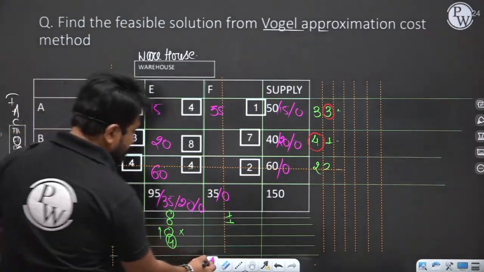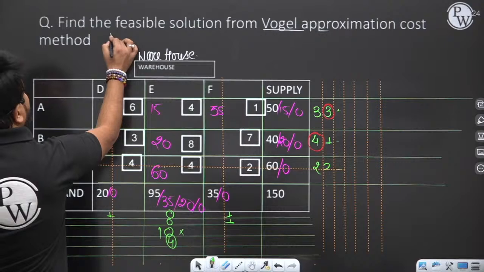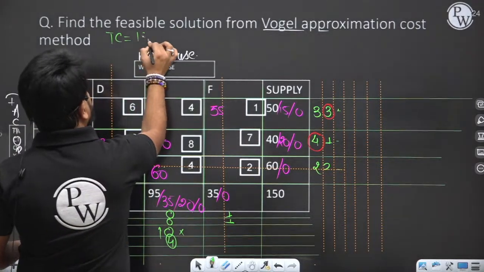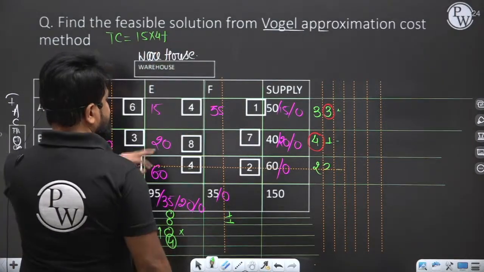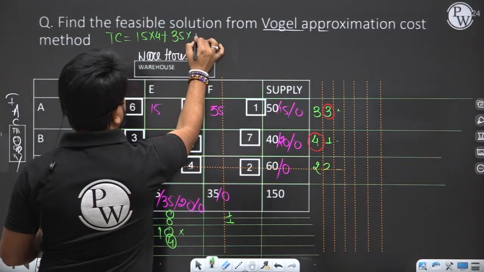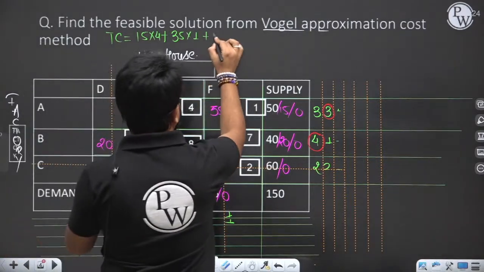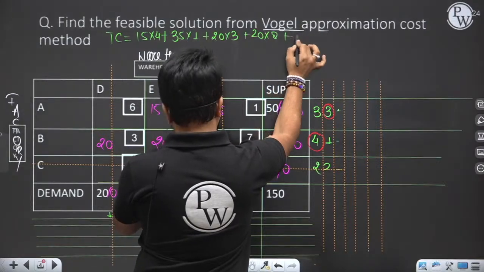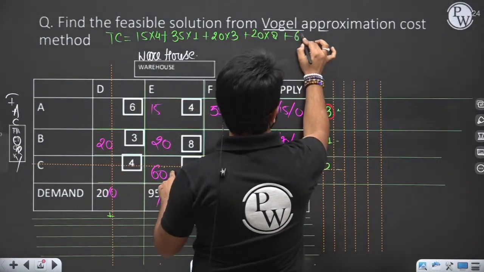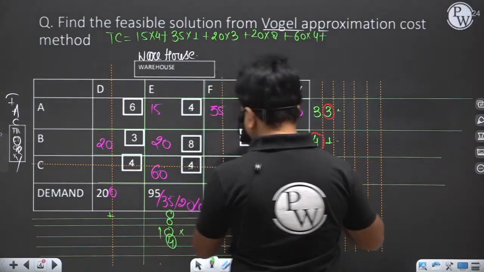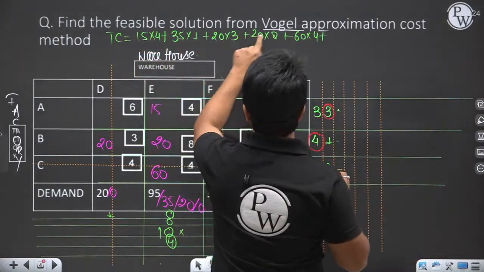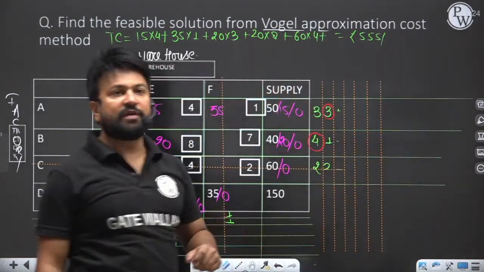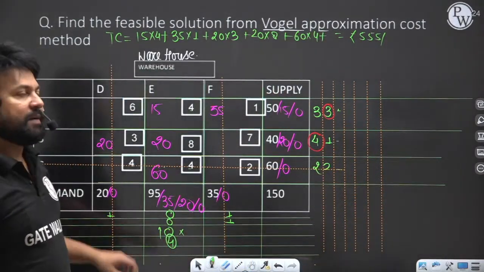So here you can calculate the total transportation cost. Total transportation cost will be 15 into 4 plus 35 into 1 plus 20 into 3 plus 20 into 8 plus 60 into 4. My dear, when you solve this, it will become 555, right? It will become 555 rupees. So I hope my point is crystal clear.